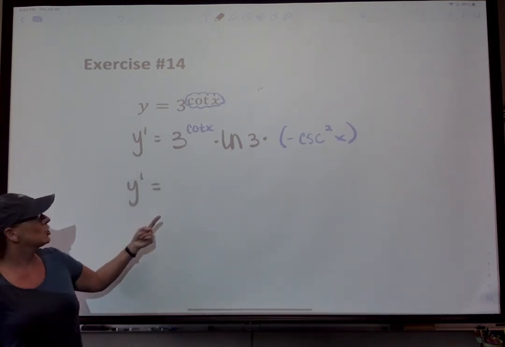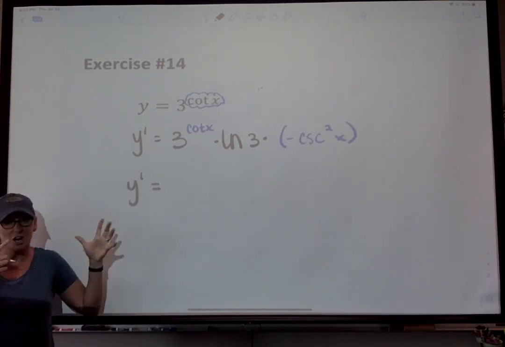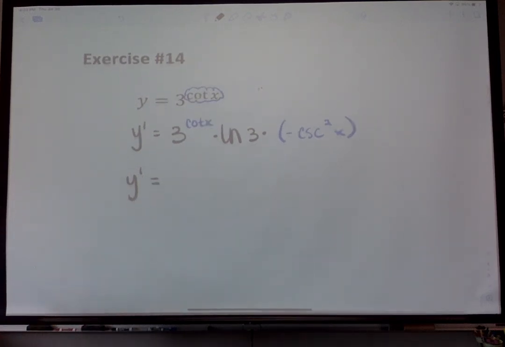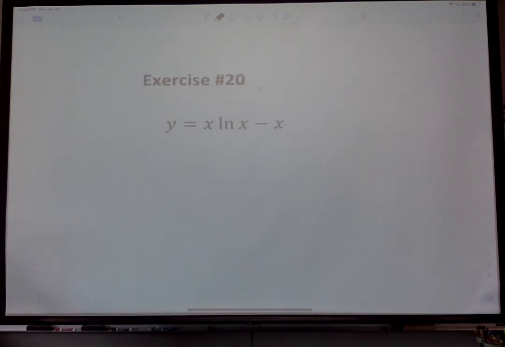There's a negative in my term. The constant in my term is ln 3. Many people would prefer to see the constant and the negative out in front. So I could rewrite this as negative ln 3 times 3 to the cotangent x times cosecant squared x. All right, next one up.